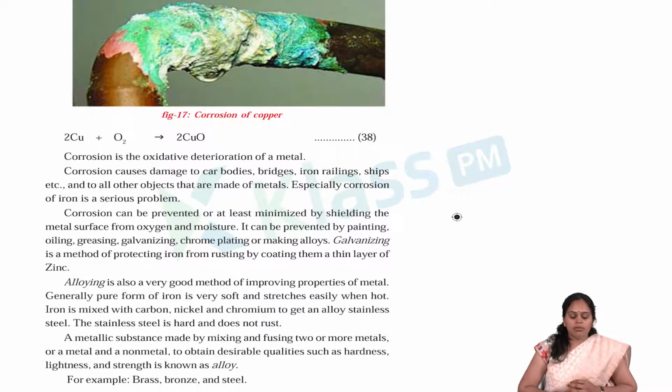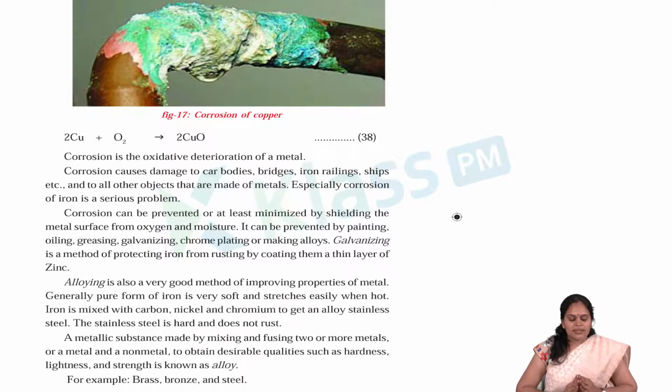Alloying is a very good method. There are so many methods available: oiling, painting, greasing, galvanizing, chrome plating. All these can be used to prevent corrosion. And alloying is also a very good method of improving the properties of a metal. Generally, pure iron is very soft and stretches easily when hot. Iron is mixed with carbon, nickel and chromium to get the alloy stainless steel. Stainless steel is hard and does not rust.